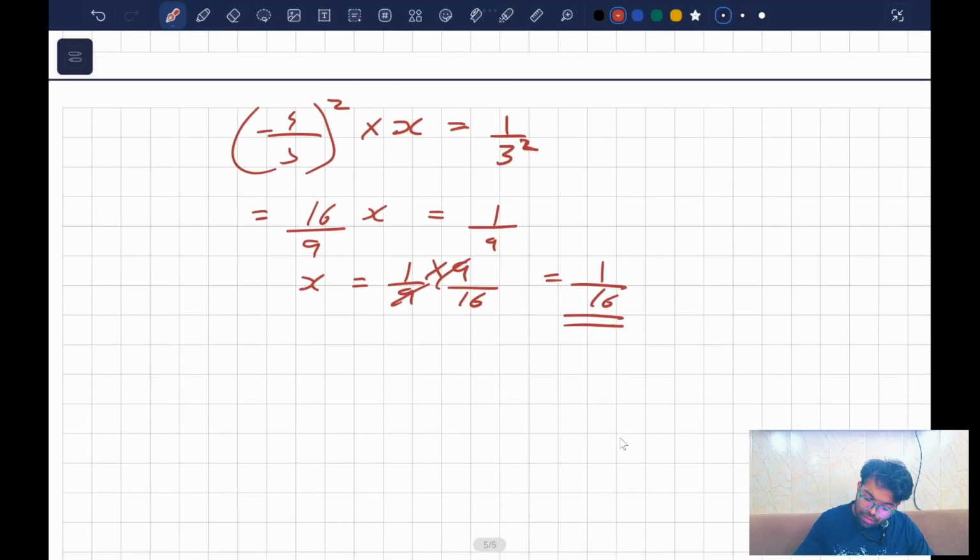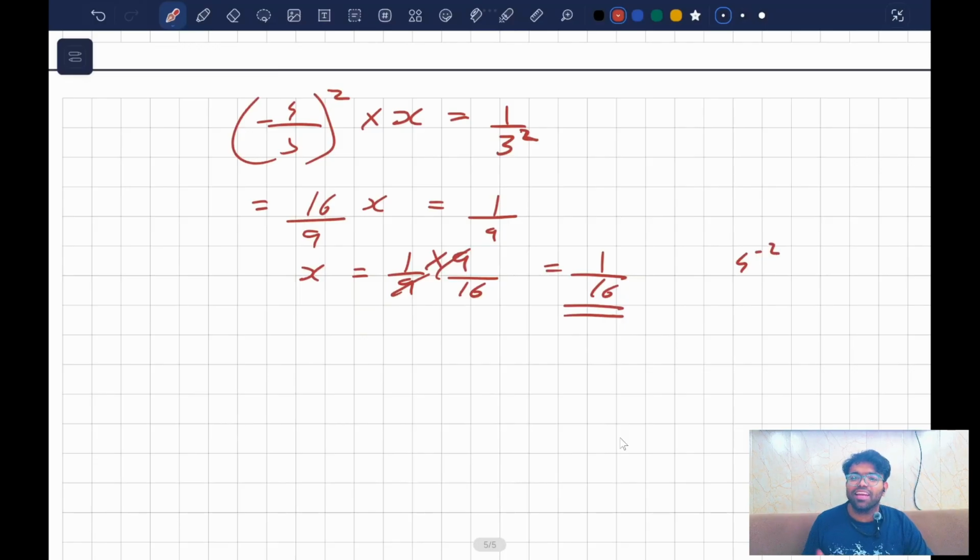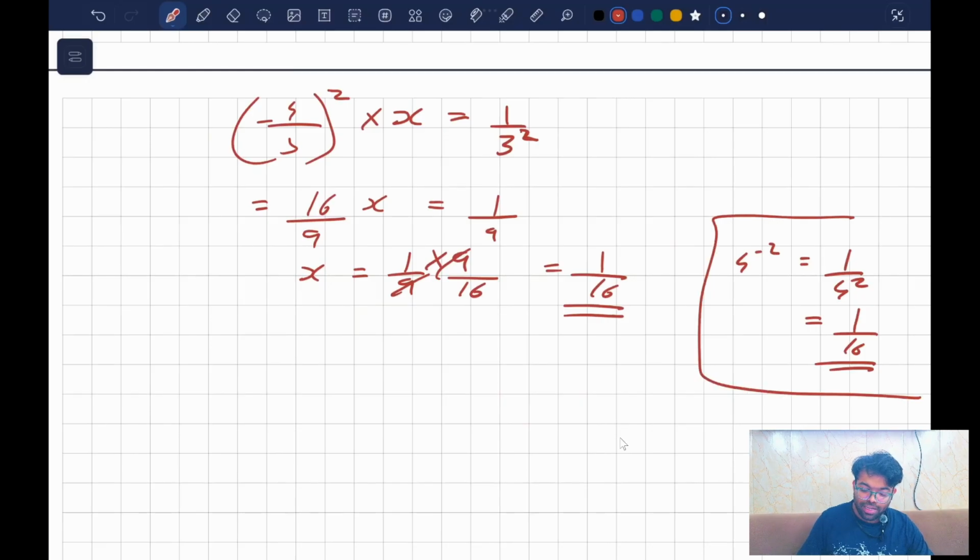What did you get? That is correct. What is 4 to the power minus 2? 1 upon 4 to the power of 2 is equal to 1 upon 16. You are also correct.